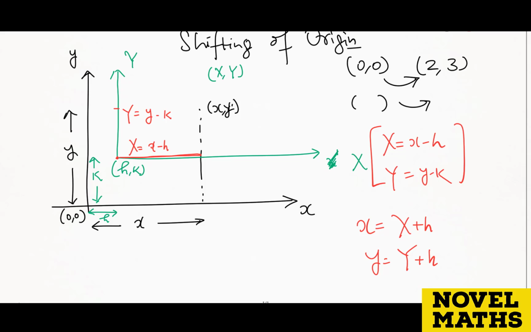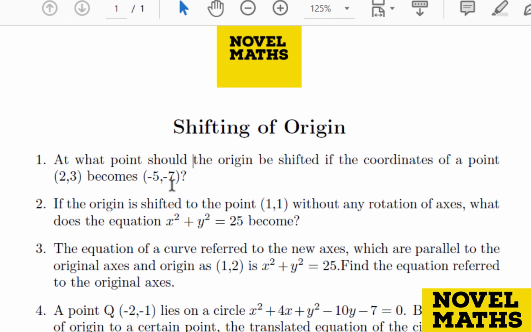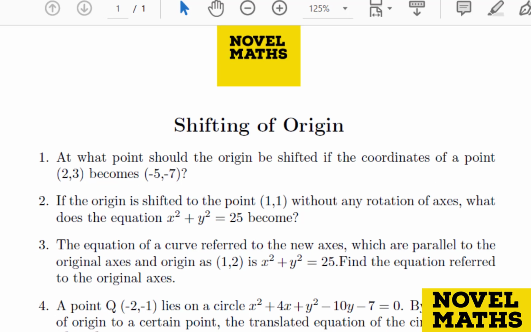So there will be problems which will ask about change in the coordinates, change in the equation, change in the new coordinate system. Sometime equation in the new coordinate system will be given. You have to find equation in the old coordinate system. Sometime the point in new coordinate system will be given. You'll have to find coordinate in the original coordinate system. The first question: at what point should the origin be shifted if coordinate of a point (2, 3) becomes (-5, -7)?